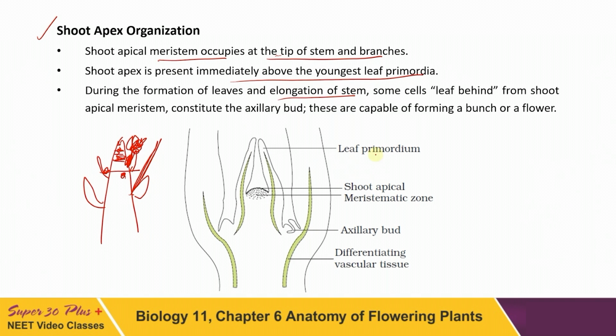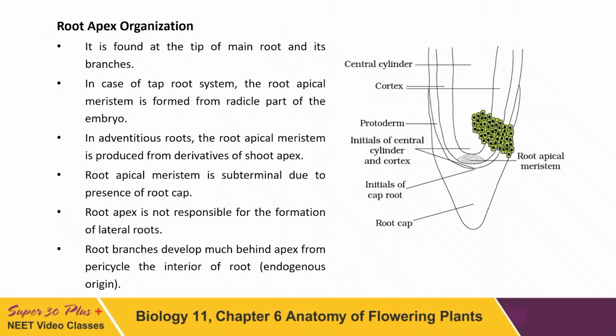You see here, these are the leaf primordia. This is the shoot apical meristem. It is surrounded by leaf primordia, and here, this is the meristematic zone. The left out apical meristem. This is axillary bud, and these are the differentiating vascular tissues, right? Come to the next now, root apical.